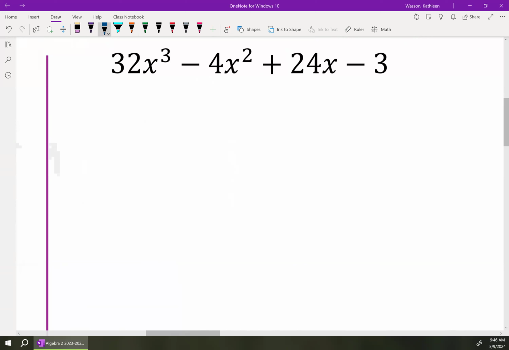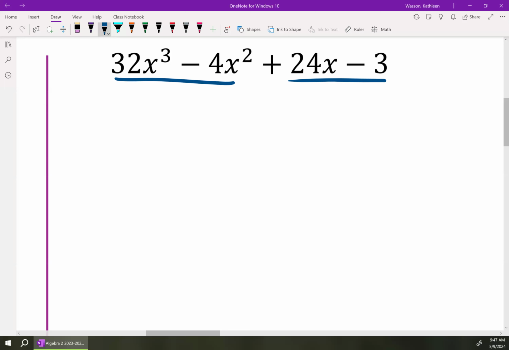32x to the third minus 4x squared plus 24x plus 3. I'll go to this prime number to see if I have a common factor. My only factors of 3 are 3 times 1. So if I check these other terms, I want to know, are they divisible by 3? And not all of them are. So there's no greatest common factor. So the next thing to do is to make two groups, first two, second two.